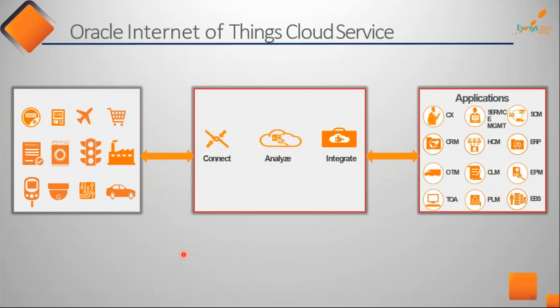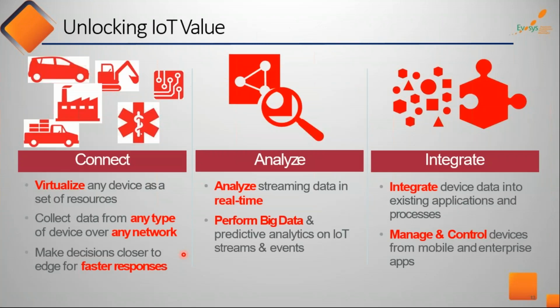Now, Oracle IoT Cloud Service primarily integrates with any devices, any network. It helps you analyze the data that is coming in by applying machine learning and AI algorithms on top of that data. And then it integrates with your backend applications to trigger the business event, to trigger the business workflow for your business to derive. So the true value of any IoT application is to have connection with any devices, with any type of network. It should help you take real-time decisions and have faster responses.